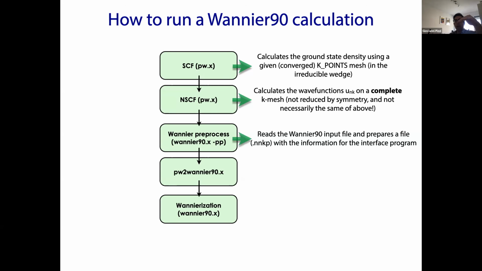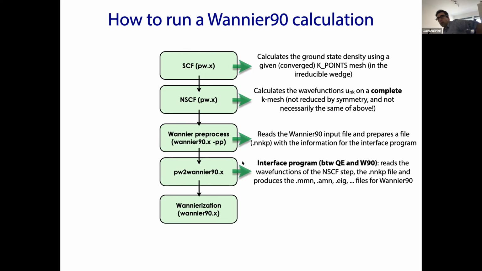Now, at this point, after you have the wave functions on all the points, you still don't have the inputs of Wannier90. You still need the AMN, but this can be computed easily from the wave functions. So the first step is to call Wannier90 in pre-process mode. You pass a -pp flag. This will read your Wannier90 file and create a temporary file called NNKP, which is needed in the next step to compute the AMN. This takes a fraction of a second, super quick, and produces this file.